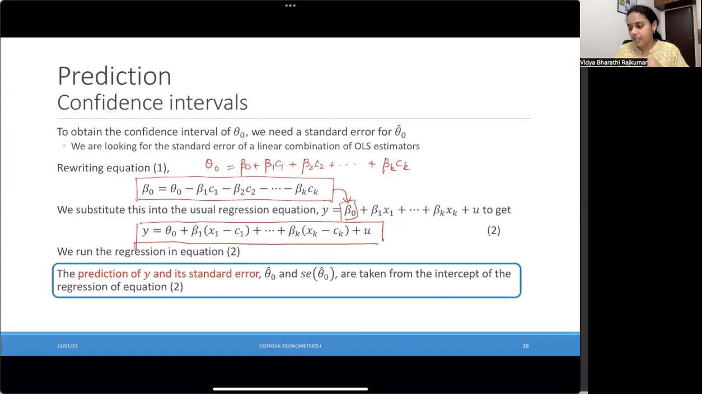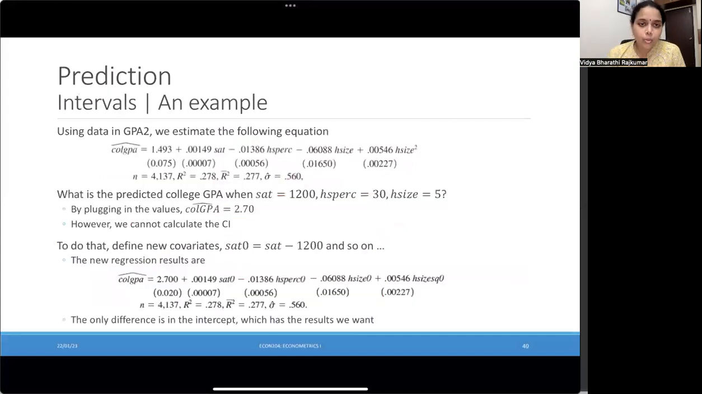So let's see an example where college GPA is a function of SAT score and a few other variables. Now, we're interested in predicting college GPA when SAT score is, say, 1200, another regressor is set at 30, and another one is set at 5. So if you plug in all of these values into this equation, right?